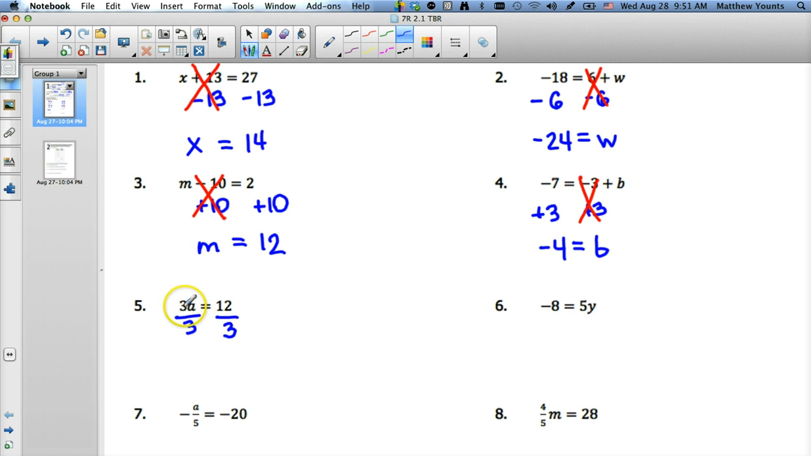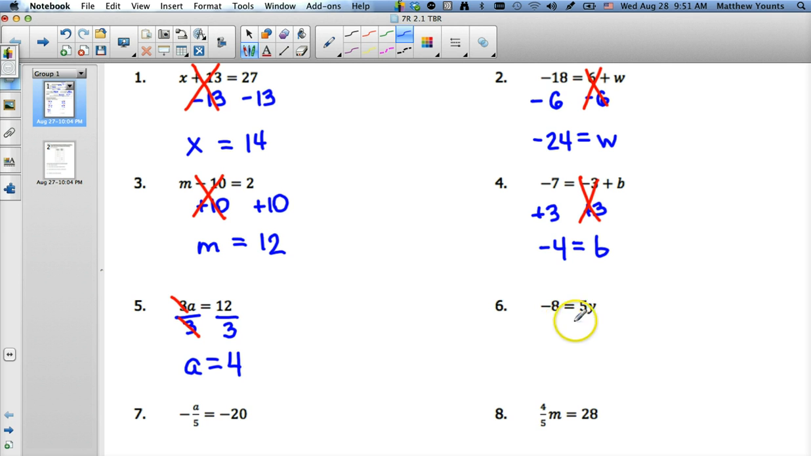So when I take 3 divided by 3, that just gives me a 1. And so what I can do is I can just say these two cancel each other out. 3 divided by 3 is 1, so I'm going to get a 1a, or just a, on the left side. And that's going to be equal to 12 divided by 3, which is 4.